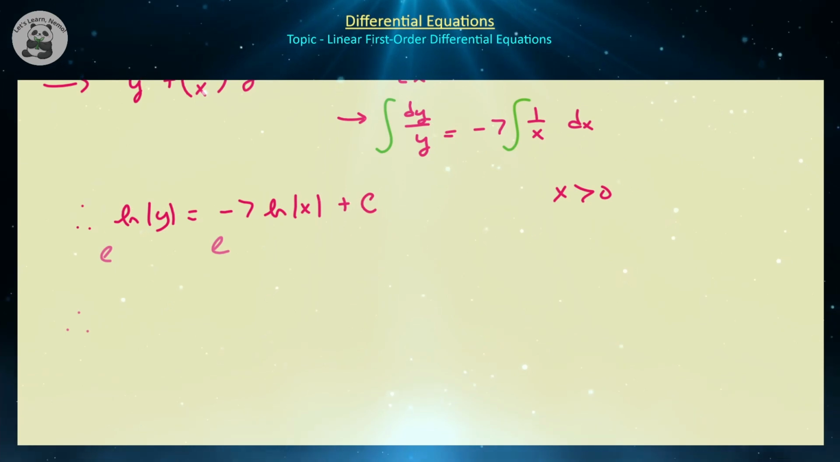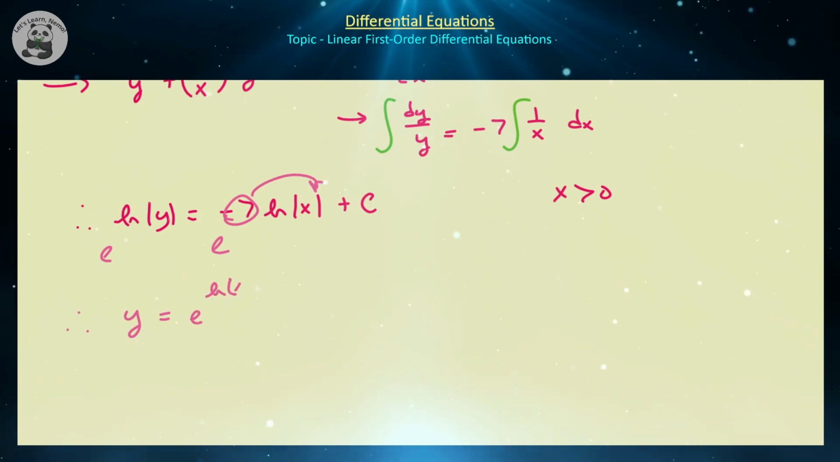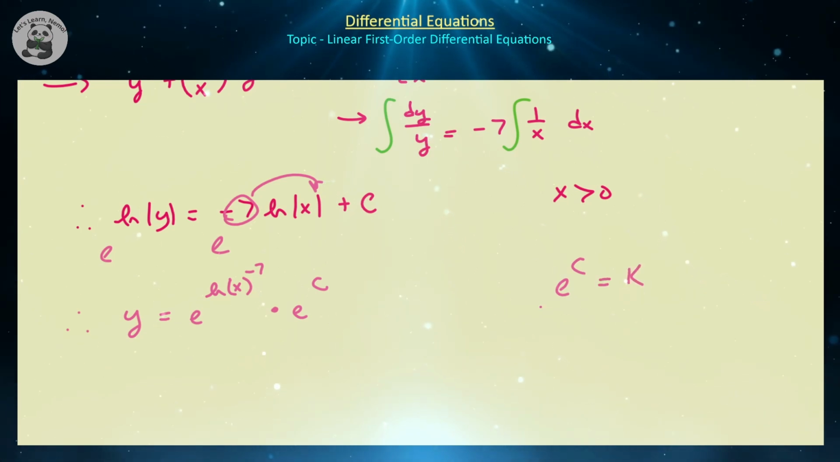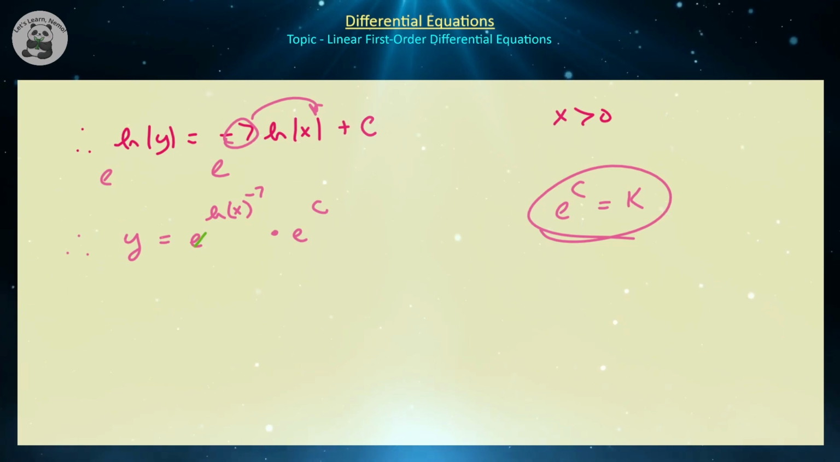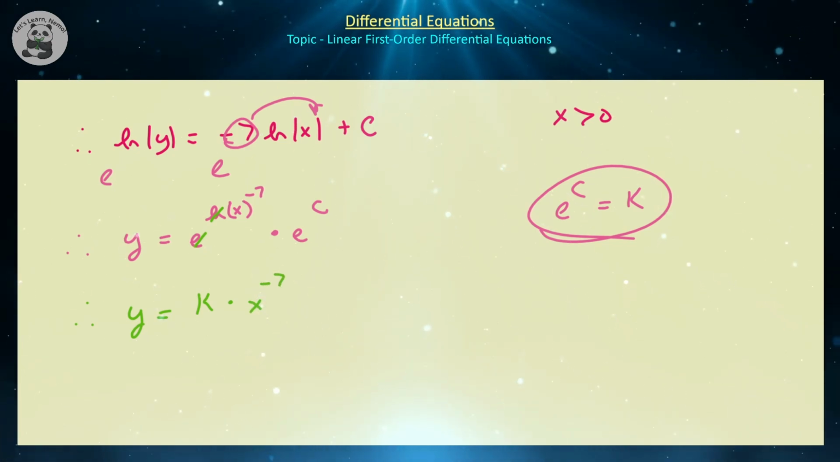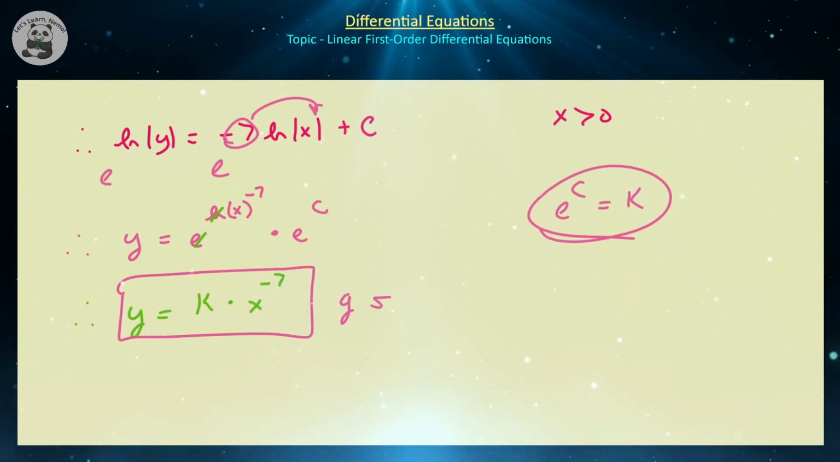So we have that y is going to be equal to, and we can actually bring this minus 7 up to this x, so we're going to have e to the natural log of x to the power minus 7 times e to the power of c, and we're going to define e to the c to be equal to some other constant k, just to make things nice. That e and that natural log are going to cancel, so we have that y is equal to k times x to the minus 7. So that is our general solution, right?